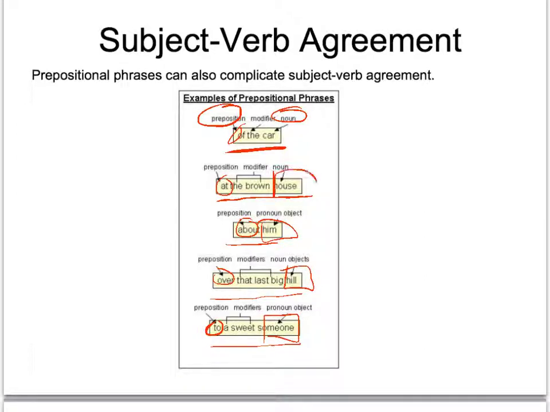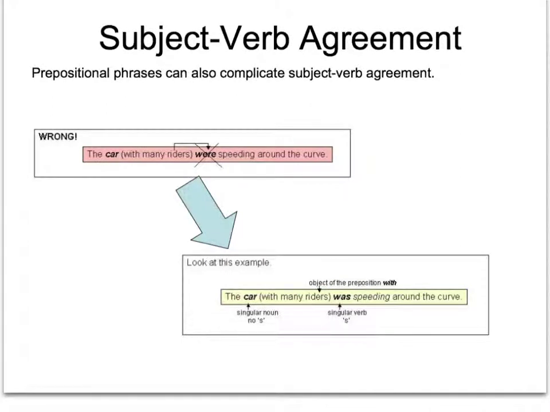There might be various modifiers in there, such as brown and last and sweet, but the confusion comes from this last noun. You might think that you have to make that noun match with the verb that follows it. It'll make more sense if you look at this example here. The car with many riders were speeding around the curve. If you're not paying attention, you look at riders were. Oh, it makes sense. Riders is plural. We're going to use the plural verb.